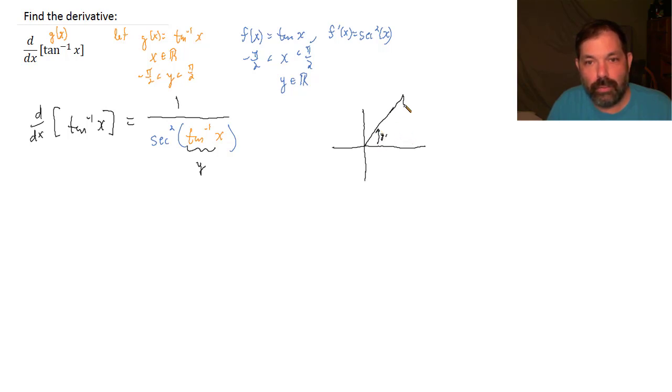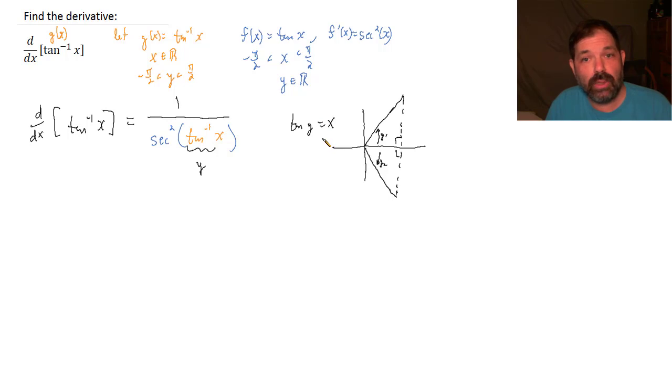And here's my reference triangle. If y is negative, it would be between negative pi over 2 and 0. So here's the other possibility. Here's y2. And there's my reference triangle. All right, so now y is equal to tangent inverse x. That means that tangent y equals x. Tangent of y is equal to x.